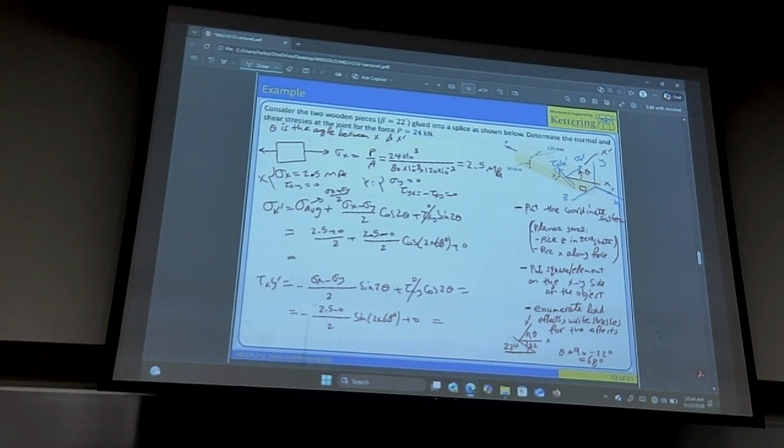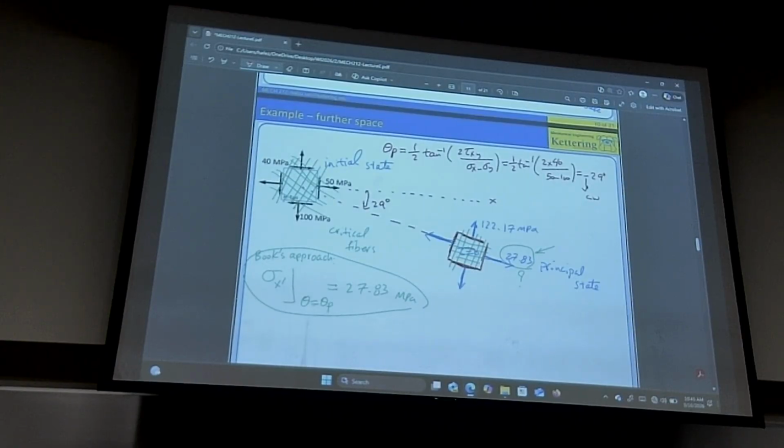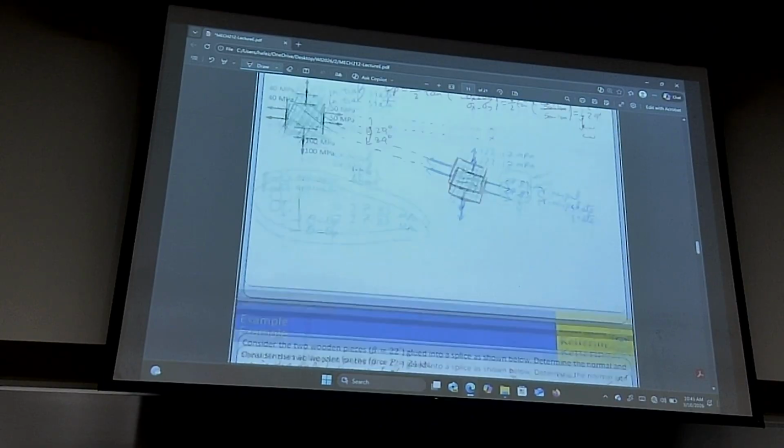Sorry, I must have missed it. Why did you cross out the tau? Because it's 0. You see, there's no tangential stress here. So tau is 0 here. Previously we did have these tangential ones, each one was 40. Okay.